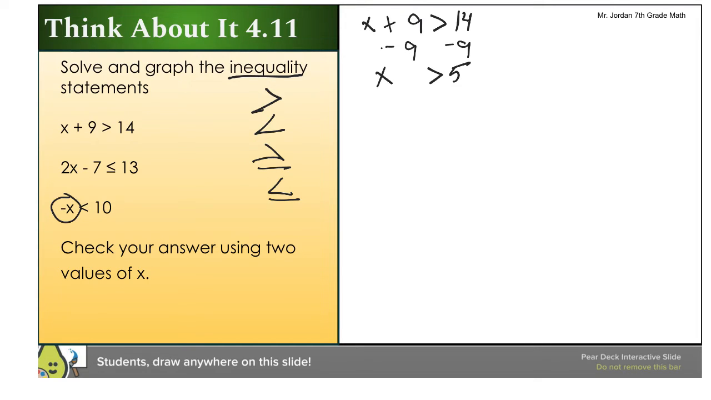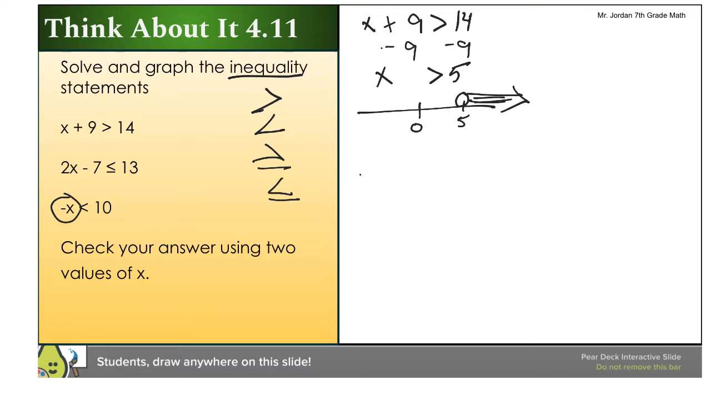Now, how do I graph this? I always put down a 0 on a graph, and then I find my number 5. Now, x is larger than 5. Is it equal to 5? No, so I put a hollow circle, and then I put the arrow. And the first one would be done.